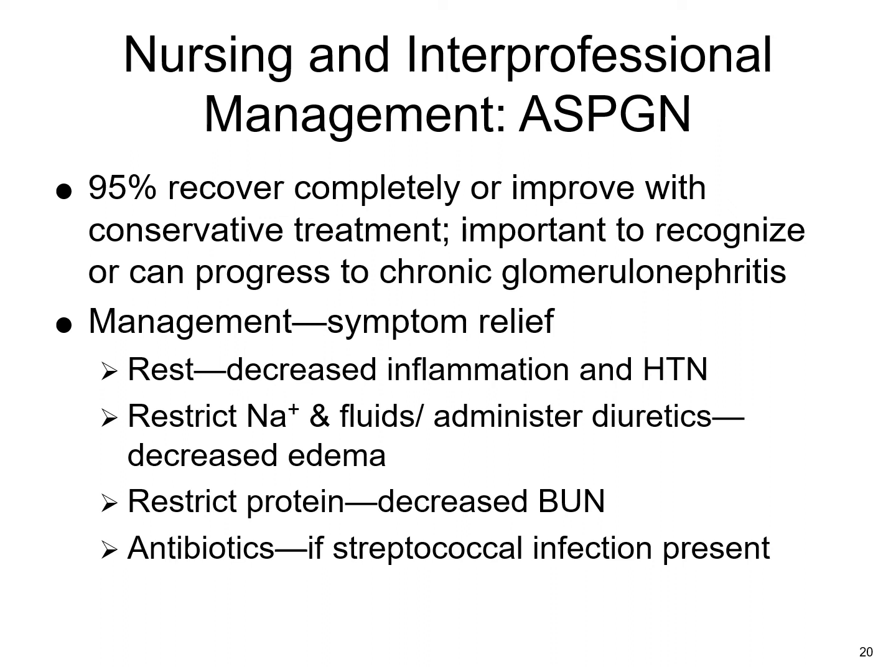So 95% of patients will recover, and usually conservative treatment is all that's needed, which is good. Some of them may progress to chronic glomerulonephritis, which is not good. But in terms of management, it's rest, decreasing inflammation, hypertension, whatever that looks like, whether they're giving antibiotics, maybe steroids even, medications for hypertension, diuretics, restricting sodium and fluids, restricting protein if that's needed, and antibiotics if the streptococcal infection is present. So all of that can be done. Once again, it's the kidneys, so the treatment is going to be very, very similar.